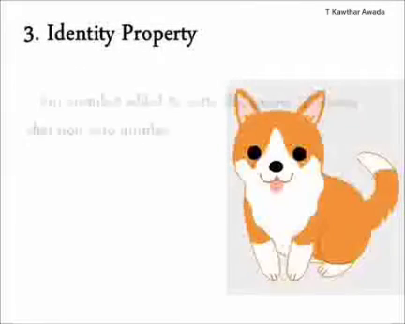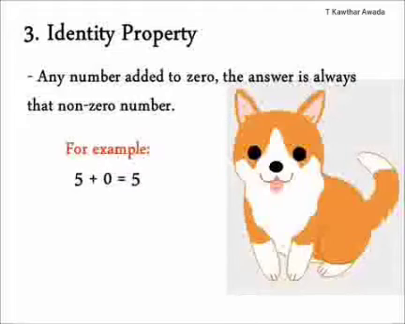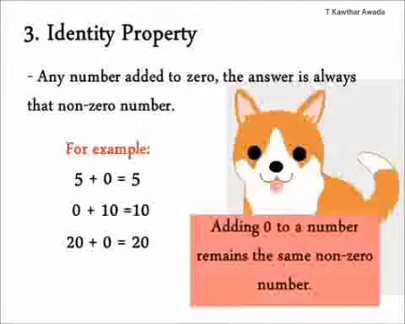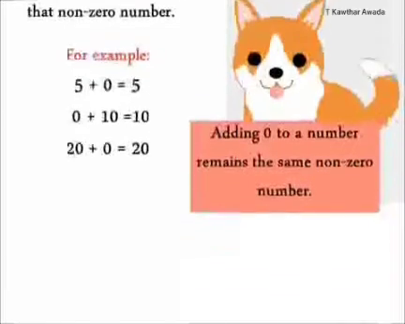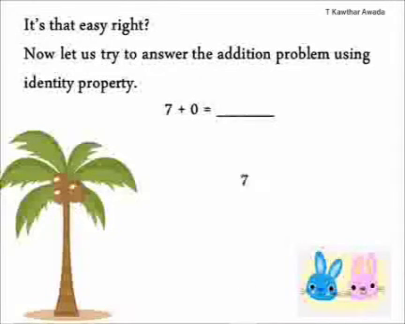Okay, now the identity property. Any number added to 0, the answer is always that non-zero number. For example, 5 plus 0 equals 5, 0 plus 10 equals 10, 20 plus 0 equals 20. So adding 0 to a number remains the same non-zero number. It's that easy, right?